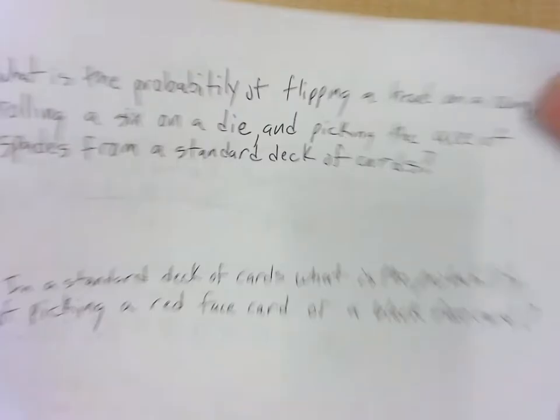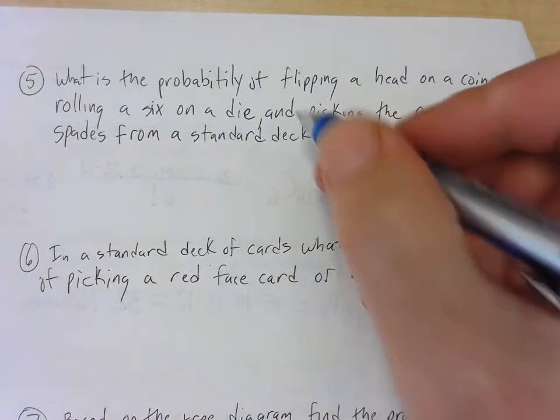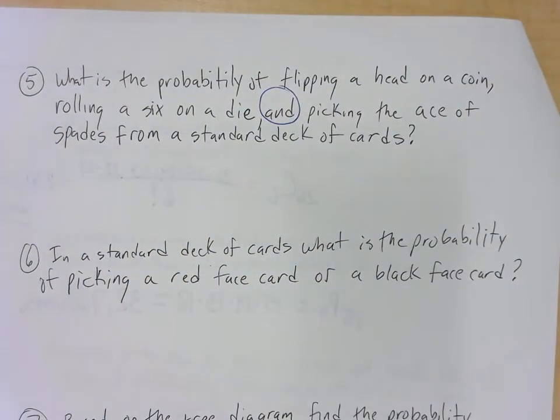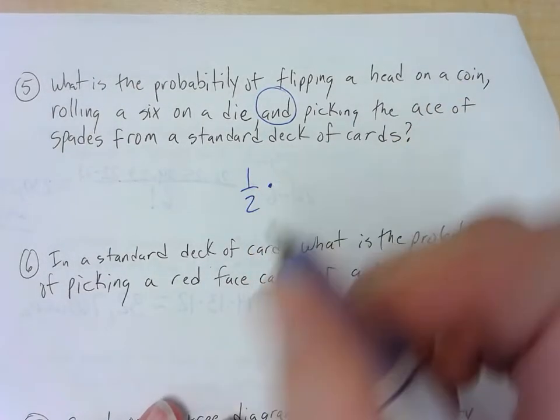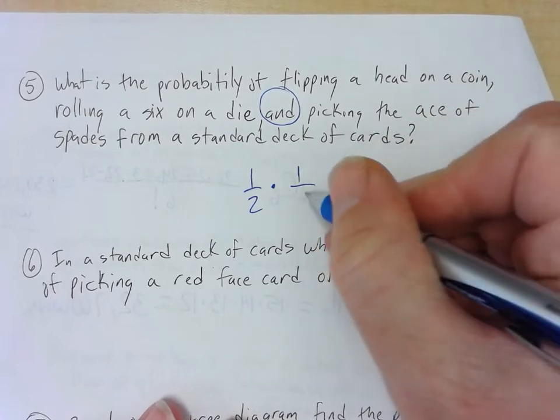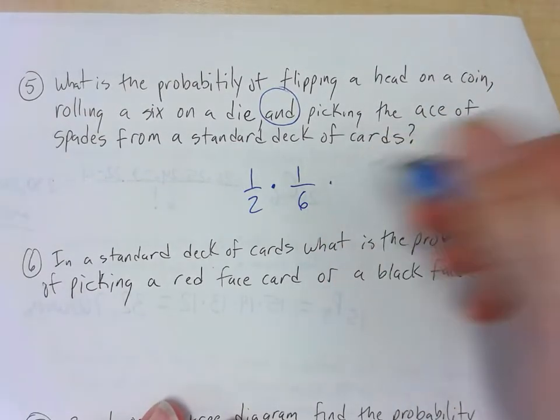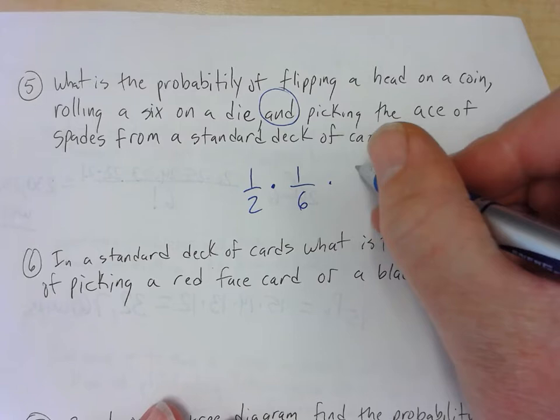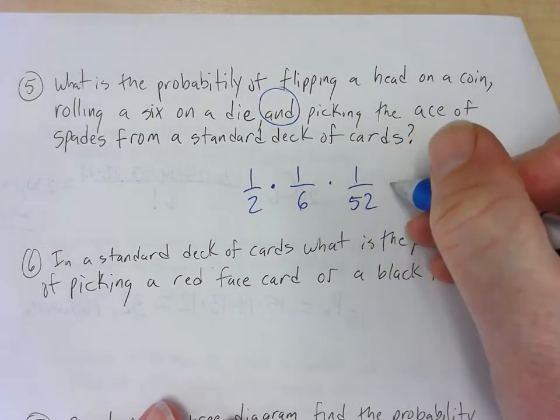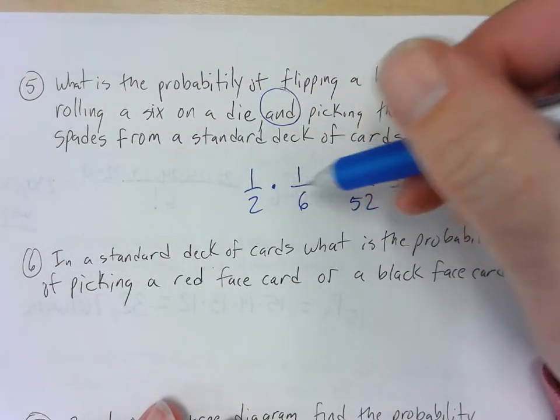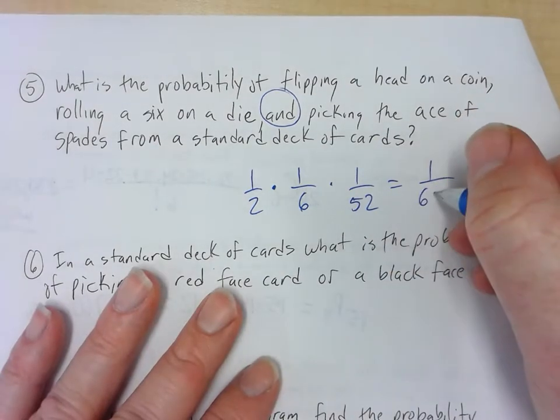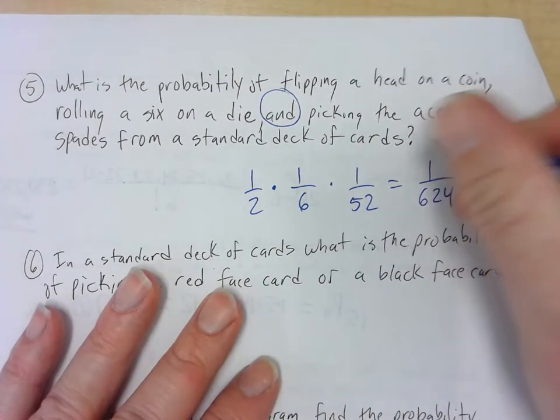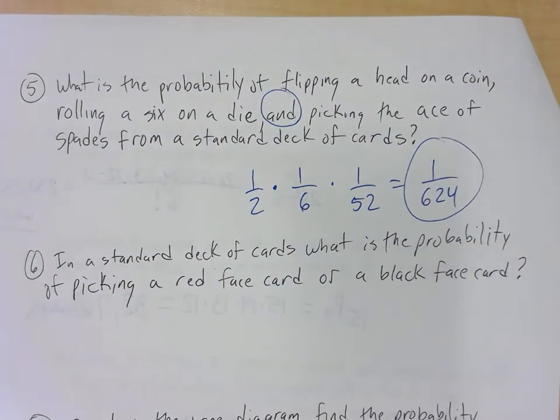Okay, number 5. This is an and situation because we're doing 3 different things. We're flipping a head, so the probability of heads is 50%, times rolling a 6, which is 1/6, and picking the ace of spades. There's only 1 ace of spades out of 52 cards. So it's an and situation, so we're doing all 3 things. We multiply the 3 probabilities together. It's 1 out of 624. Pretty low chances of doing that.